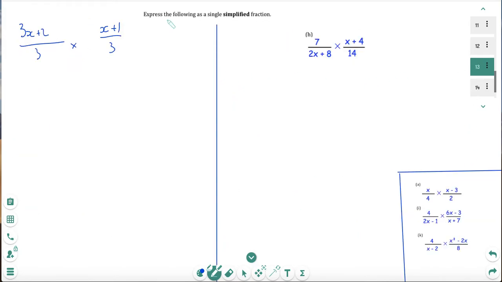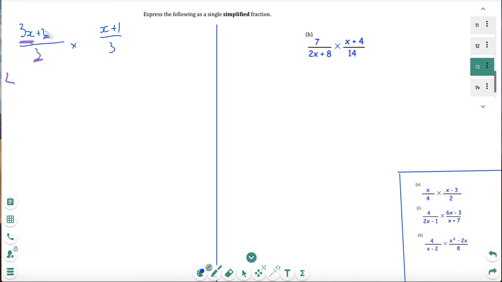Next page. Express the following as a simplified fraction. So we have two fractions. We're multiplying them. We'll do the same thing. We're going to simplify before we multiply. Let's start with the left-hand side. Well, now here, how many terms do we have? Well, we have 3 terms, 3x, 2, and 3. Since the 3x and the 2 are separated by a plus sign, they're separate terms. So when we look for things in common, it has to be in common with all 3 terms.